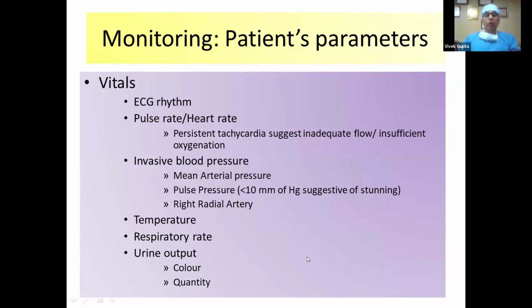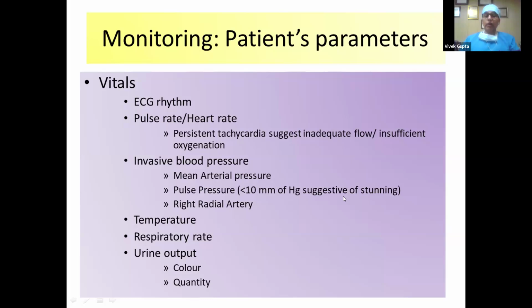For monitoring, we do the standard monitoring in the ICU: ECG, heart rate, invasive blood pressure. But what is important here is we look at the pulse pressure. It should not be less than 10; it should always be above 10. If it is less than 10, it is suggestive of myocardial stunning. And in the right radial artery, blood pressure as well as oxygen saturation should be monitored, so that in a femoral cannulation we avoid any risk of upper body hypoxia.